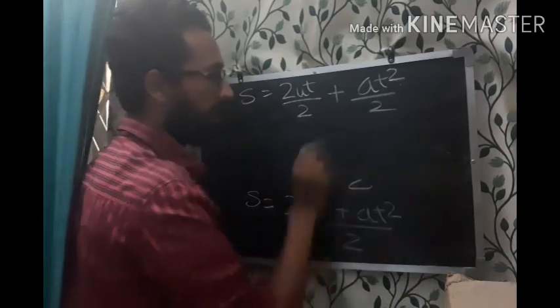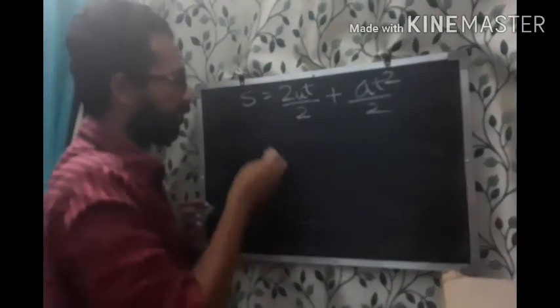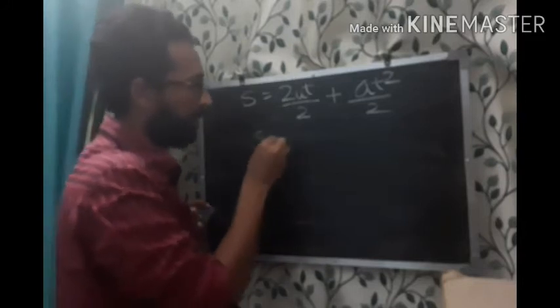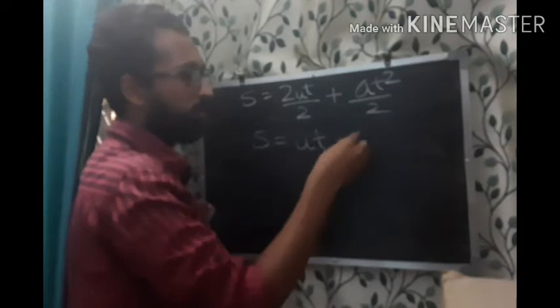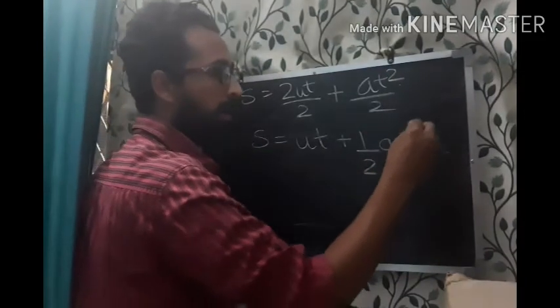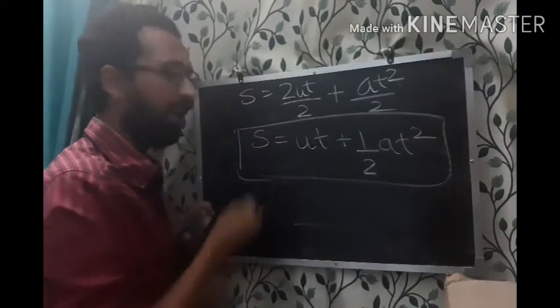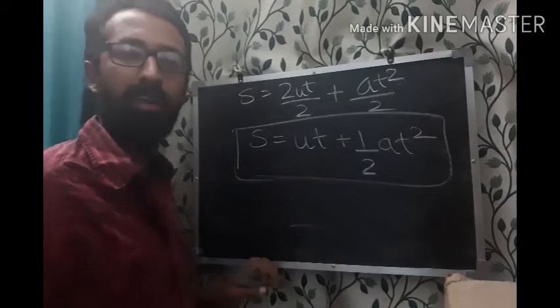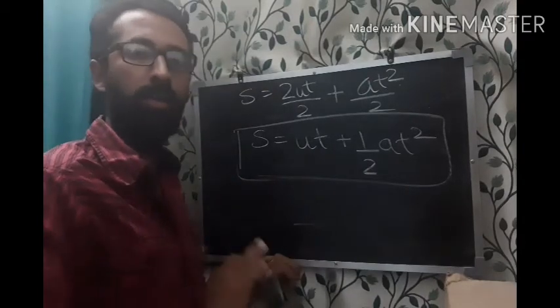Now after cancellation, we can cancel these 2's. So S will be equal to ut plus, this 2 could be written as half at square. So this will be the derivation for the second equation of uniformly accelerated motion, or second equation of motion.